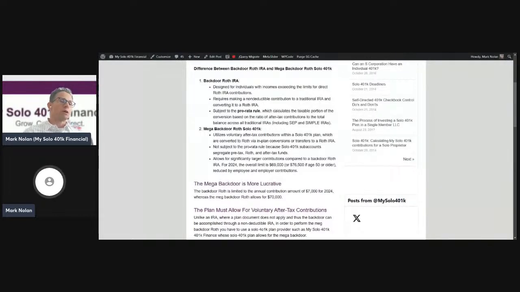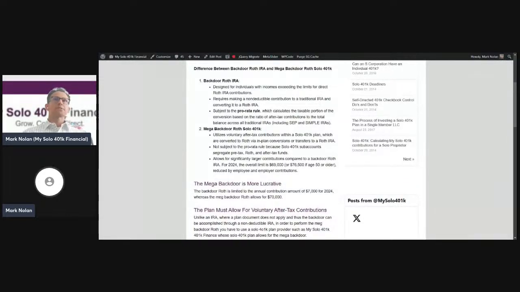So therefore, that pro rata rule does not apply, since they're going to be held in a dedicated account titled voluntary after-tax contributions. So the voluntary after-tax contributions flow into that bucket, aka bank account, brokerage account, under that 401k or solo 401k for a self-employed individual, and from there they get converted to the Roth solo 401k or the Roth IRA. So that's one interesting item to understand regarding the pro rata rule, how it applies to the backdoor Roth, but not the mega backdoor Roth.